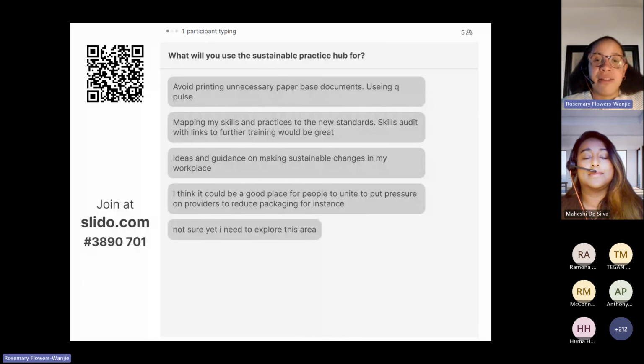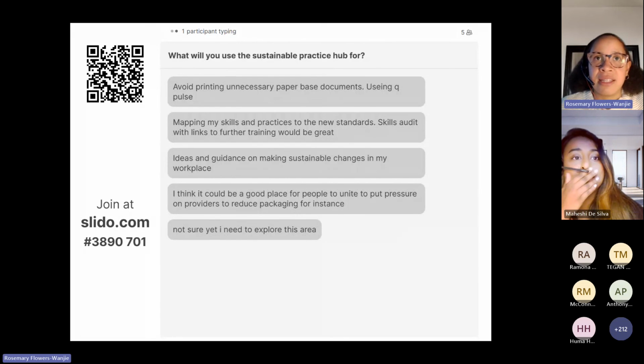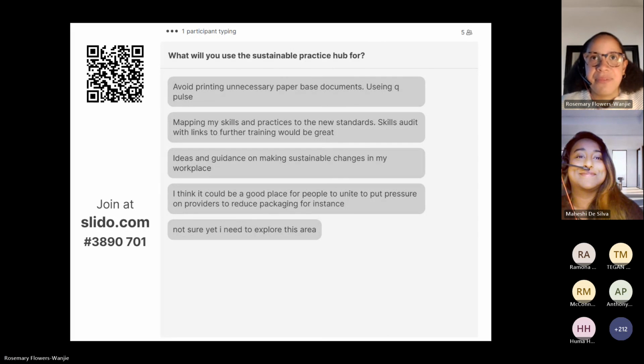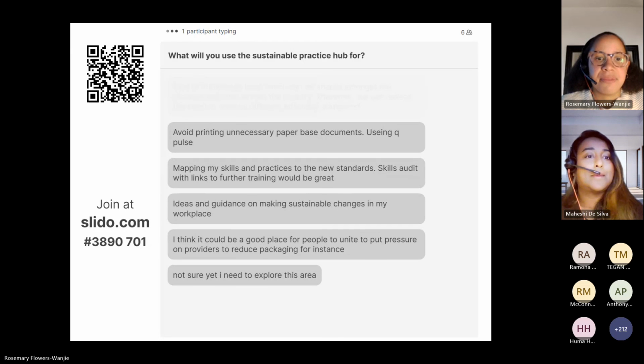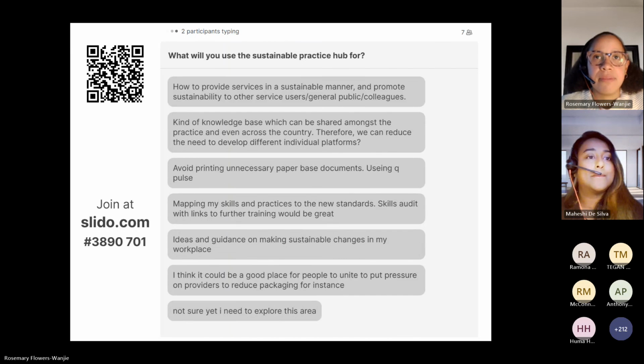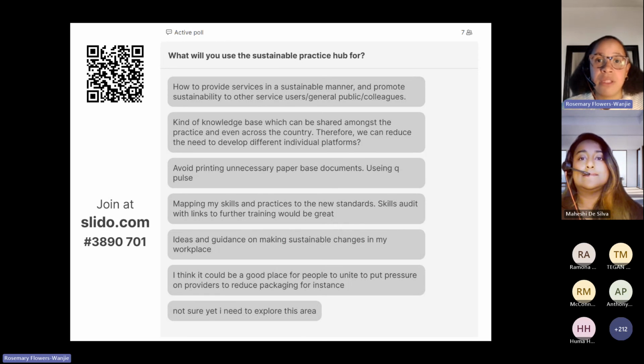So here are some ideas of practicing sustainably as well. Avoid printing unnecessary paper-based documents. Someone's written a kind of knowledge base which can be shared amongst the practice and even across the country. Therefore, we can reduce the need to develop different individual platforms. I think that's really important because there is a lot of information about sustainability out there. And I think part of the Green Practice Hub will be collating the resources that already exist, so that registrants and students as well can find those resources easily.